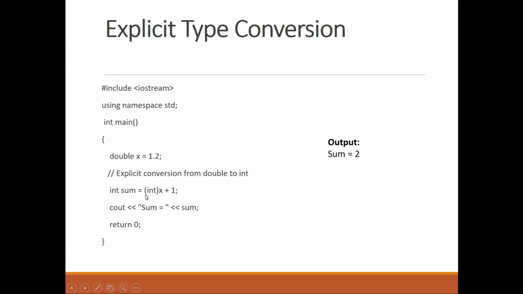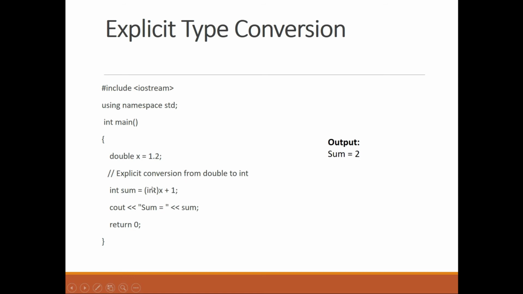In that case, your compiler will accept it whenever you use a bracket like this. Without the brackets, if you try to add x plus 1, it will not give you an output. So you have to convert it and then add it, because you are storing it again in the form of an integer. This is explicit type conversion.